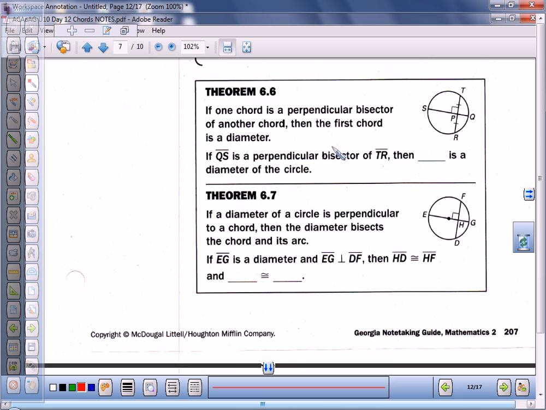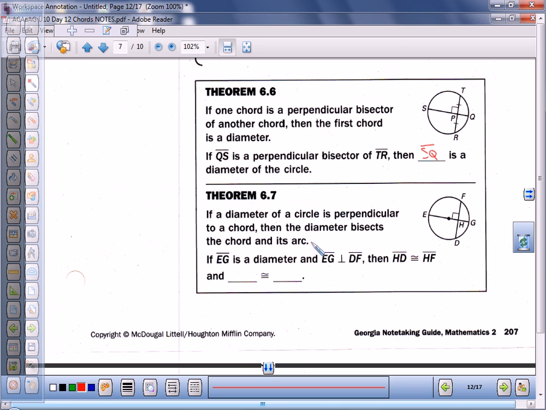Okay, if one chord is a perpendicular bisector of another chord, then the first chord is the diameter. So if they show us that this chord is a perpendicular bisector, then we know that SQ has to be the diameter. Now this is similar but a little bit different.